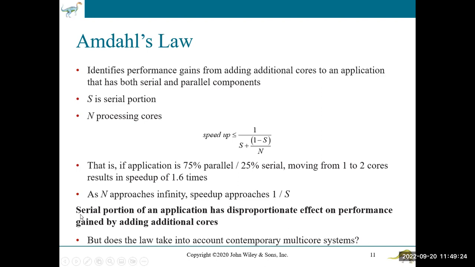So serial increases, how much of your solution uses serial methods is going to decrease the performance gain of going multi-processor, multi-threading. Okay.